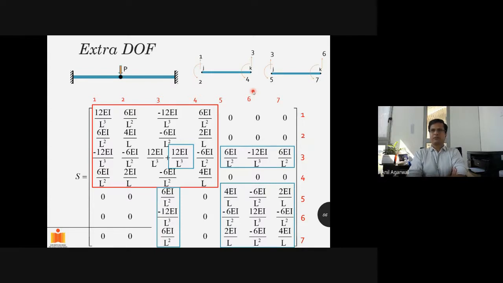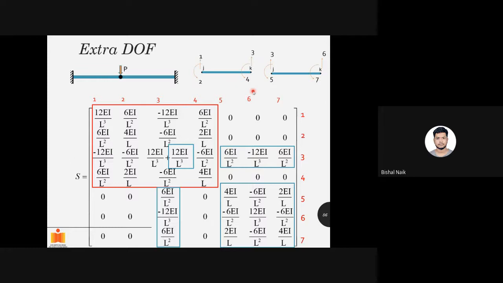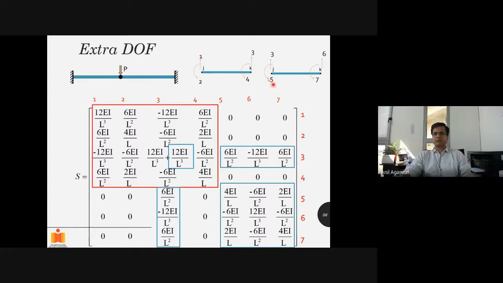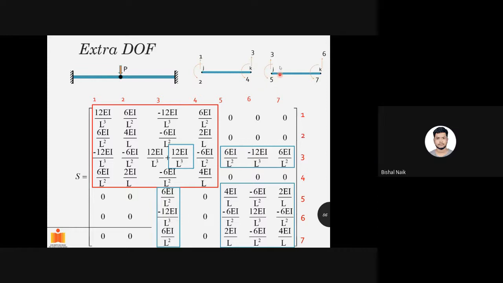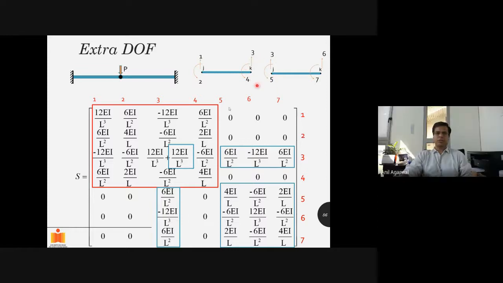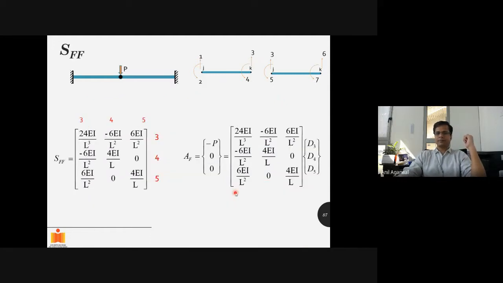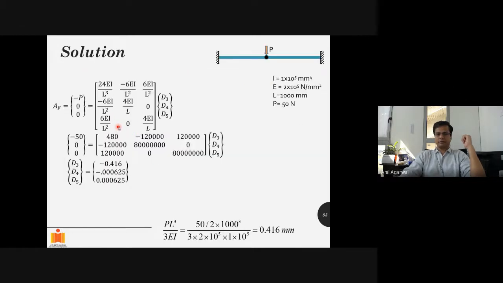Out of 7, how many are 3 degrees of freedom? So three degrees are free. Which ones? 4, 5, and 3. Yeah, 3, 4, and 5. So basically now the next step is to separate the free degrees of freedom. So for SFF, I'll take the terms corresponding to 3, 4, and 5, right?